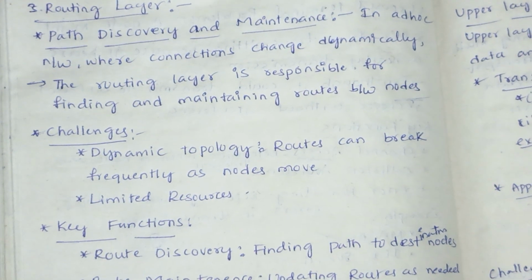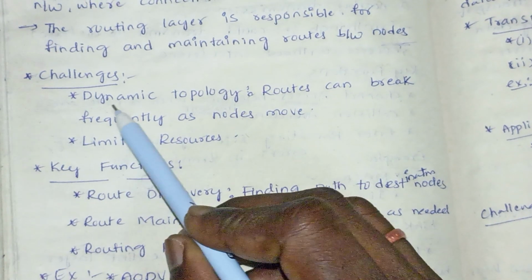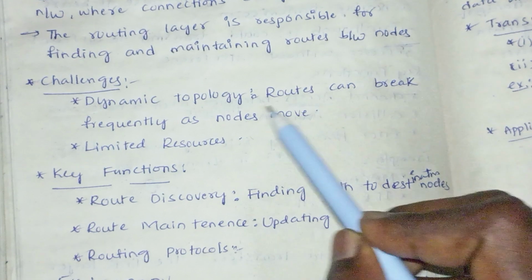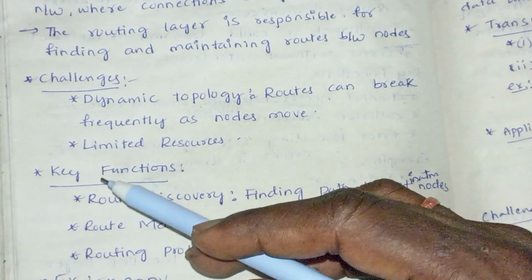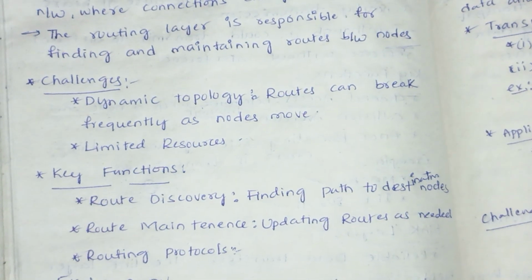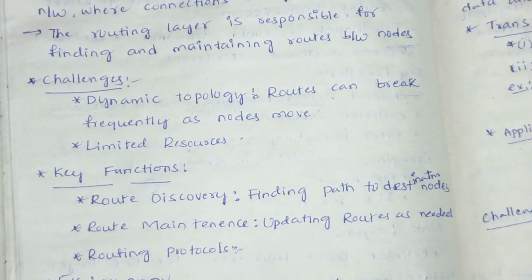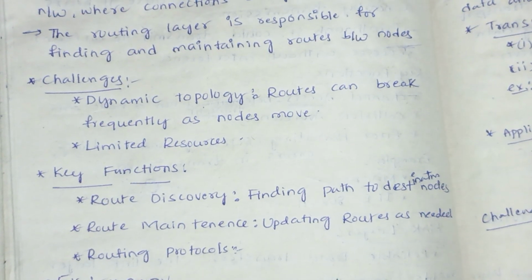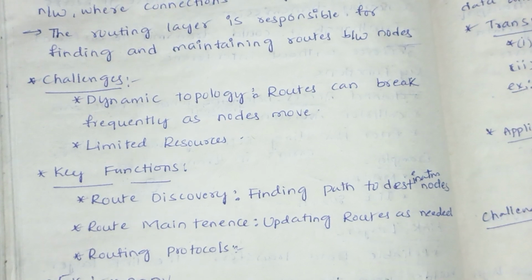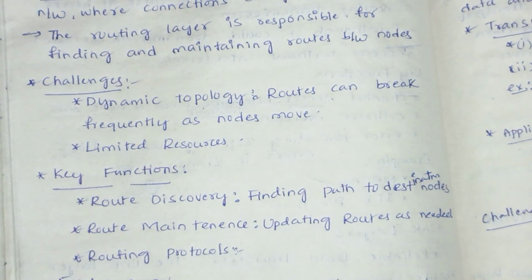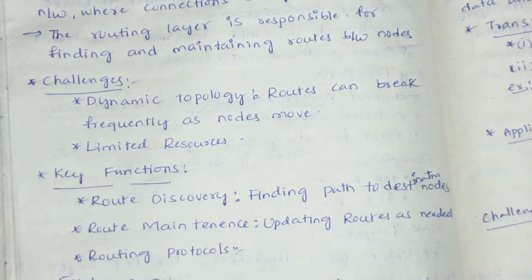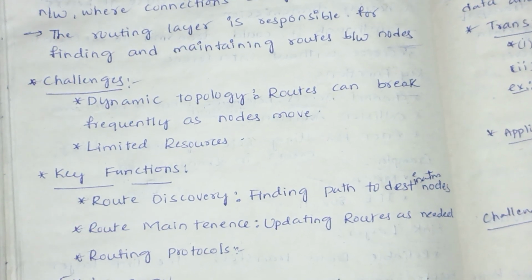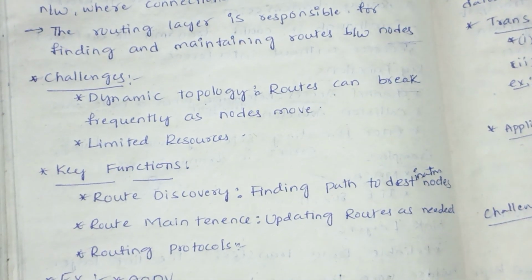There are some challenges also. The dynamic topology means routes can break, right? Nodes are free to move anywhere in the network. That is a dynamic topology, and it is one of the challenges of the routing layer, since nodes frequently move. Next, resources are limited, we know that. In an ad hoc network there are limited resources.